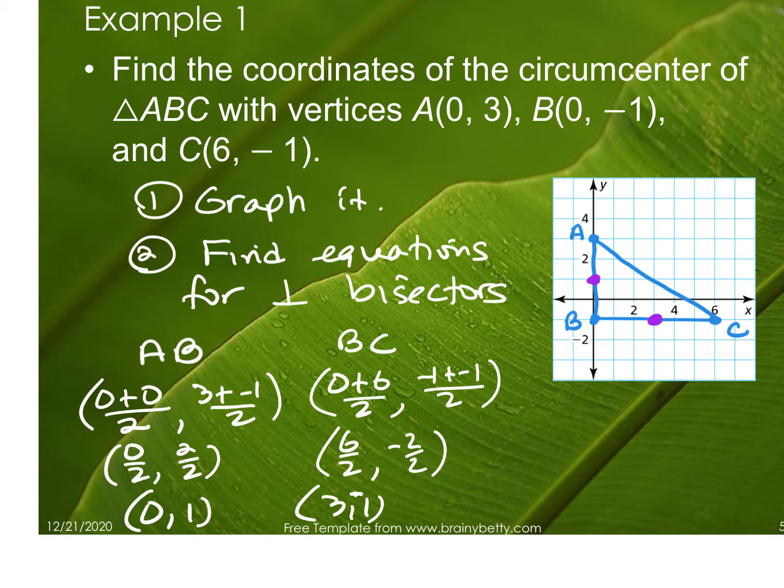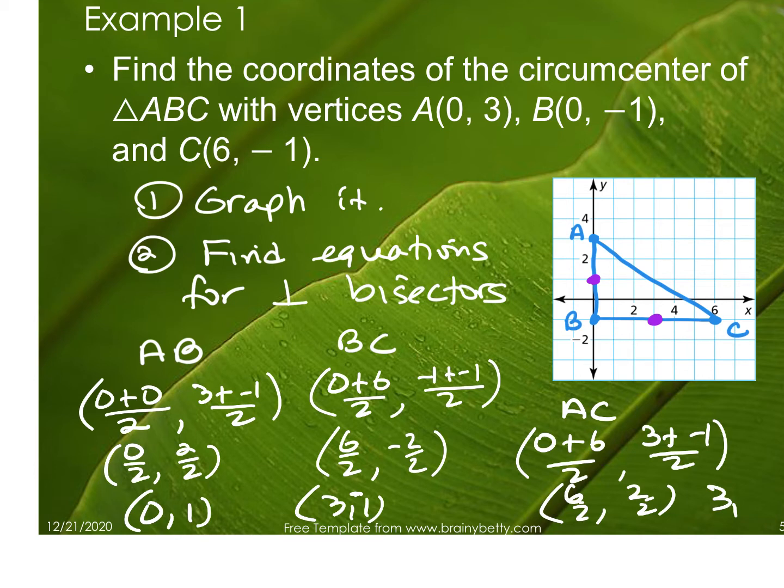Now I could also do the midpoint of AC. So if I add A and C, 0 plus 6, divide by 2, and 3 plus negative 1, divide by 2, 6 over 2, 2 over 2, ordered pair 3, 1.